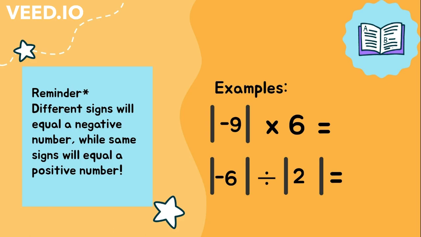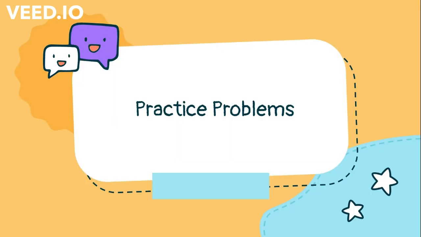Here is a reminder. Different signs will equal a negative number, while same signs will equal a positive number. So the absolute value of -9 times 6 will simplify to 9 times 6, and then it equals 54. The absolute value of -6 divided by the absolute value of 2 will simplify to 6 divided by 2, and it equals 3.